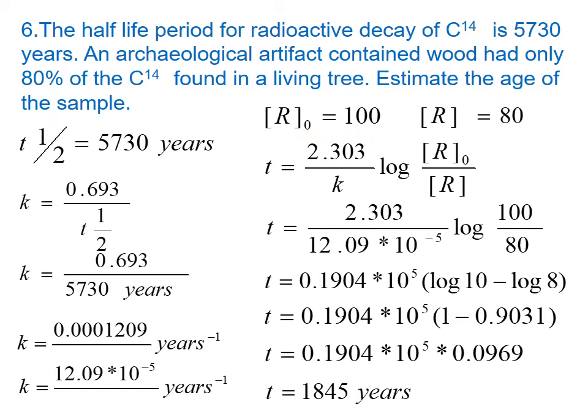Now 80% of the carbon 14 present in a living tree, sorry, carbon found in that wood, so R is equal to 80%. R0 equal to 100%. Now 80% of the reactant is remaining in the wood. So the reactant concentration after time t is equal to 80. Then R0 is given, R is given, T half is given.